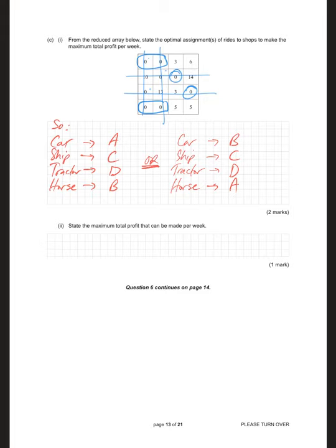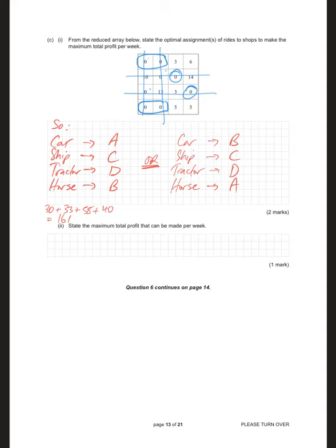State the maximum total profit that can be made per week. So you'll see for this one, car doing A is 30, ship doing C is 33, tractor doing D is 58, and horse doing B is 40. 30 plus 33 plus 58 plus 40, 161 for that first option.